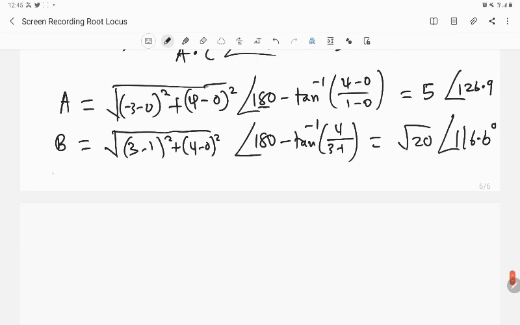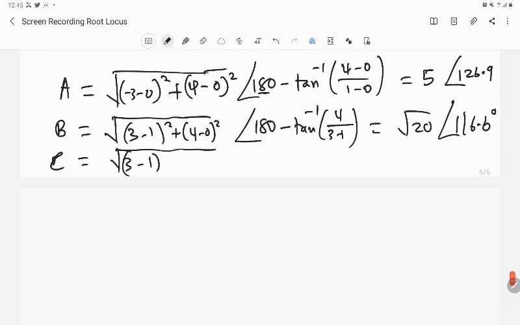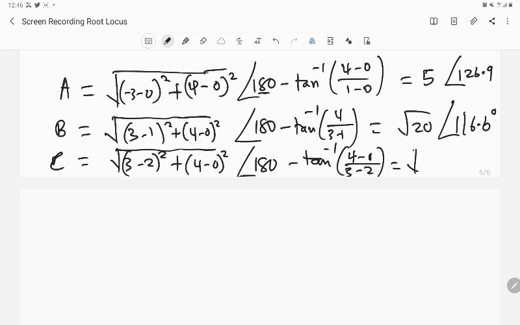Angle 116.6 degrees. And then our c we can evaluate to be the square root of 3 minus 2 squared plus 4 minus 0 squared, angle 180 minus tan inverse of the adjacent, which is 4 minus 0 over 3 minus 2, and that will give us square root of 17, angle 104.0 degrees.